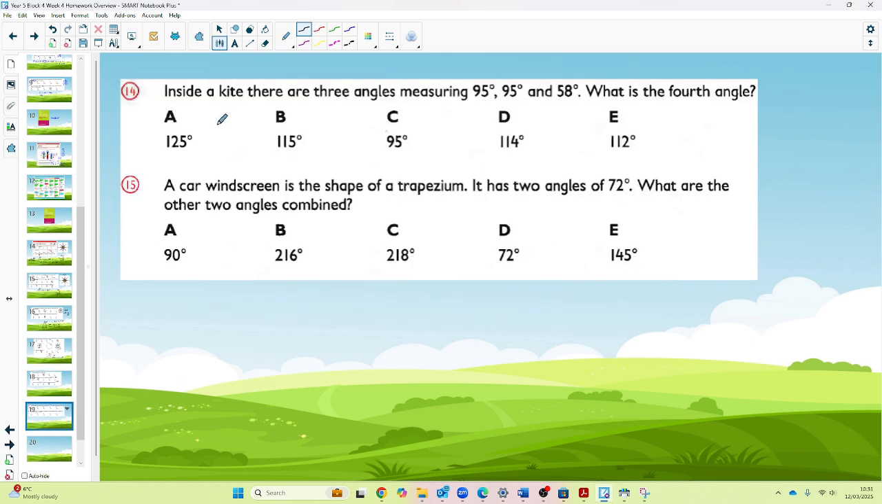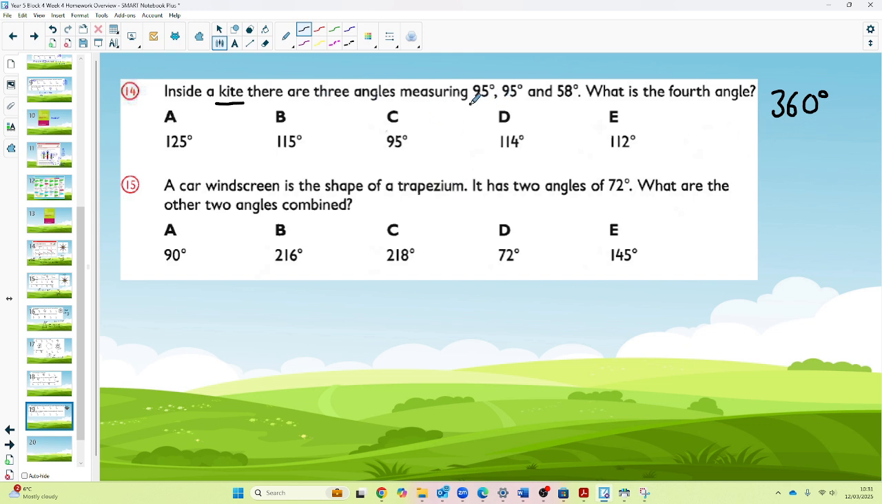Question 14. Inside a kite, there are 3 angles measuring 95, 95 and 58. What is the 4th angle? Now, in this particular question, it's important to realise that a kite is a 4-sided shape. So we're going to need to think, well, what would the total of a quadrilateral be? Well, it will be 360 degrees. And that doesn't matter whether it's a rhombus, parallelogram, any 4-sided shape will give you that as your total.